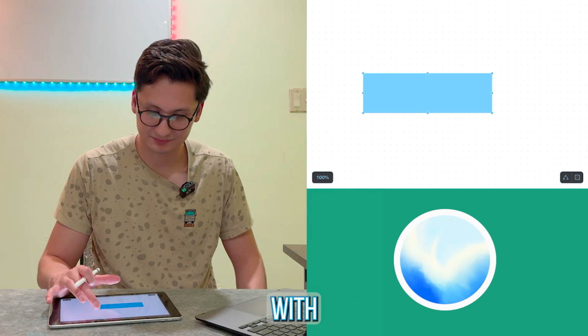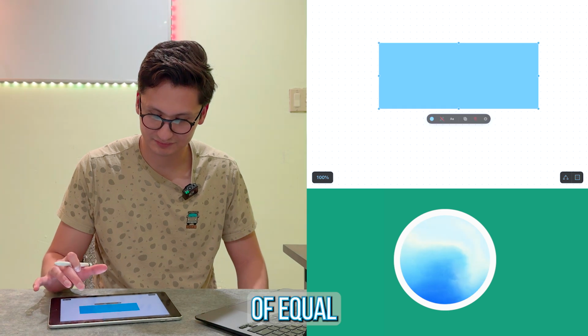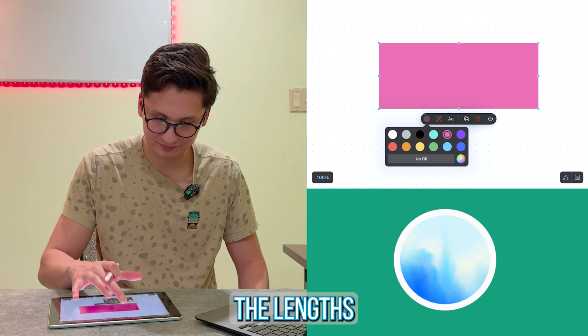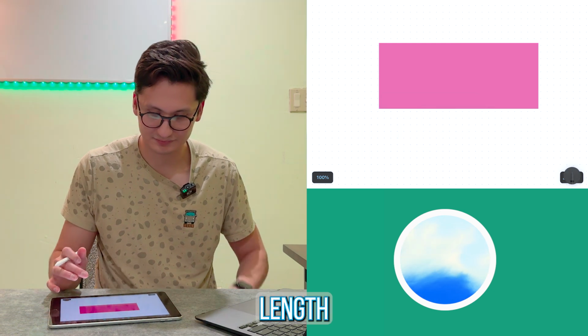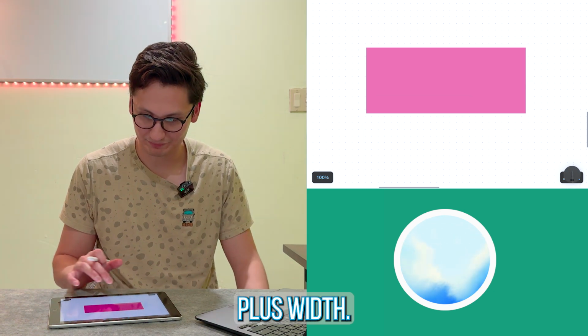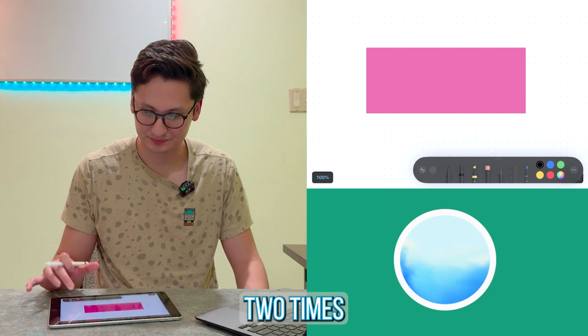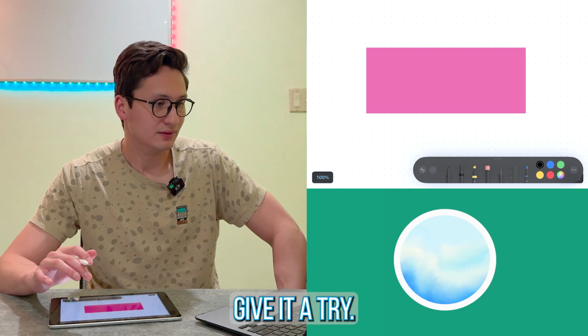Sure thing. With rectangles, you have 2 pairs of equal sides, length and width. To find the perimeter, you add the lengths of all the sides together. Length plus width plus length plus width. Or you can use the formula 2 times the length plus 2 times the width. Let's give it a try.